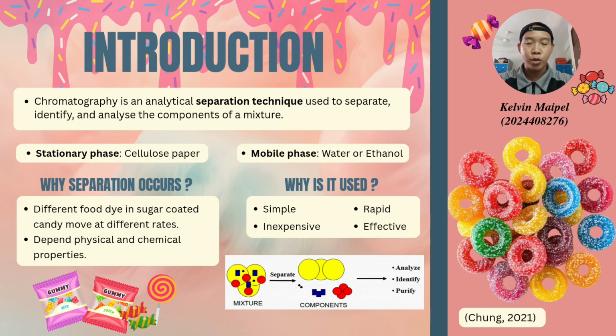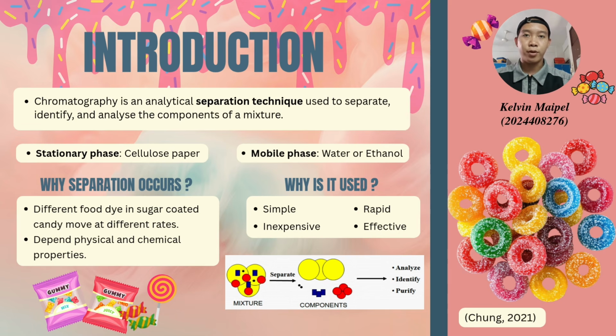In our topic, we use paper chromatography, where the stationary phase is cellulose paper, while the mobile phase is a solvent such as water or ethanol. The separation occurs because different food dyes in sugar-coated candy interact differently with the stationary and mobile phase. As the solvent moves up the paper by capillary action, each food dye travels at a different rate depending on its physical and chemical properties such as solubility and affinity for the paper. This causes the mixture to separate into individual colored bands.